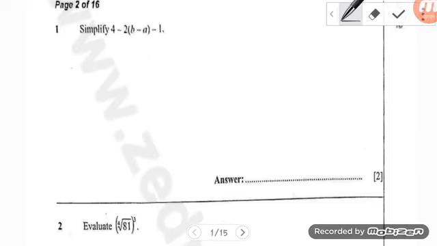Revisions. So in this video we'll be revising paper 1 questions. The question says simplify 4 minus 2 in bracket b minus a equals bracket negative 1.